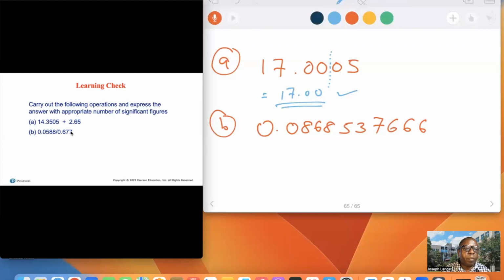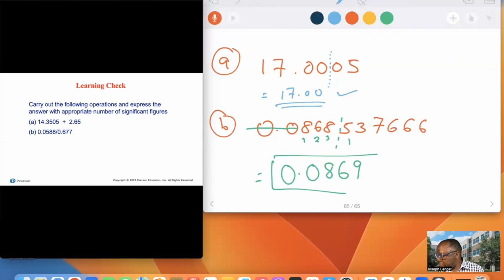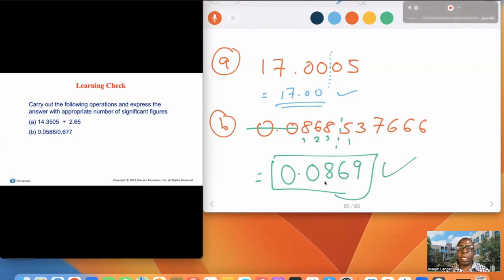This has 3 significant figures. This has 1, 2, 3. So 3 significant figures. The leading zeros here do not count. So if we are to count the number of significant figures, these do not count. 1, 2, 3. Right? Look here. This is 5. So 0.0869. And your final answer for B is that, based on significant figures.